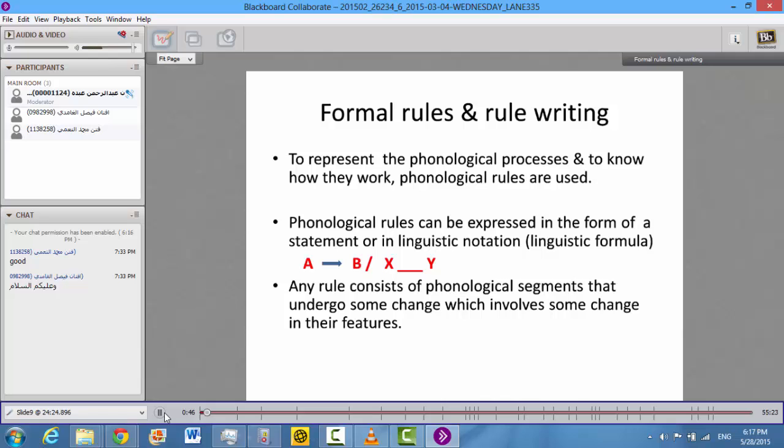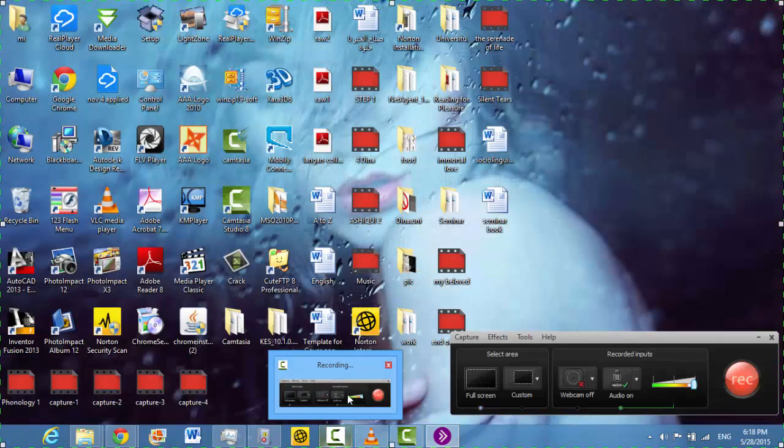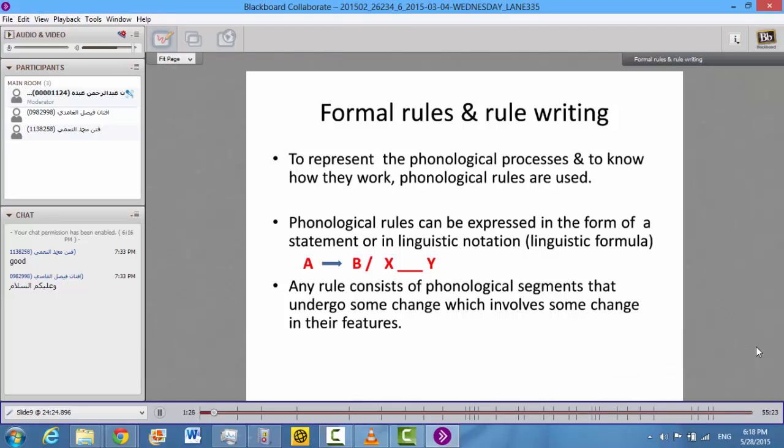Let's start today our last lecture. We still have a certain part in chapter 9 I want to finish, which is formal rules and rule writing. We talked about the levels of sound representation, and we said how the phonological rules map between the 2 levels or help us convert the phonemic form into the phonetic form of the word. And we also talked about the types of phonological rules. We talked about the major ones: assimilation, dissimilation, insertion, deletion, and then we talked about each one separately, and we looked at the subtypes, and we gave examples from English and other languages.